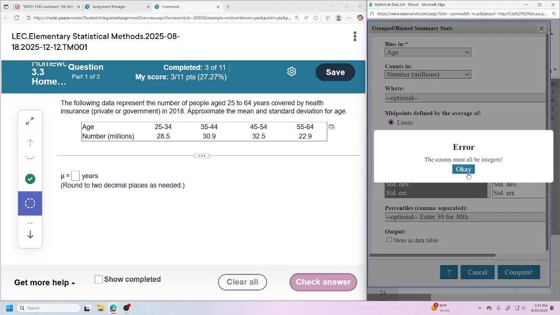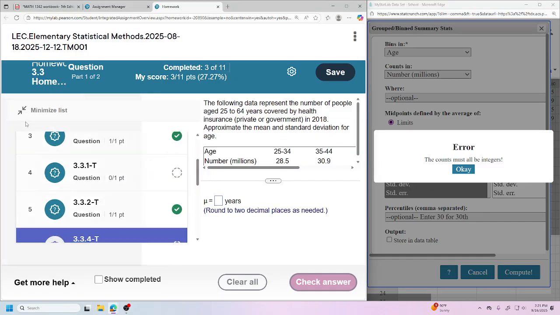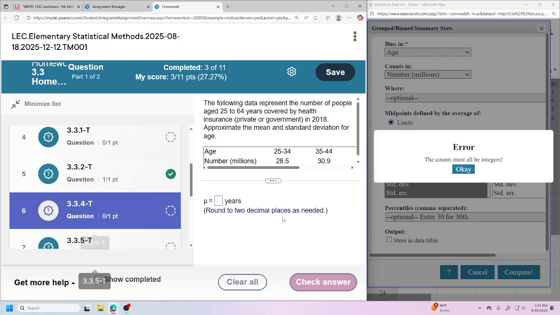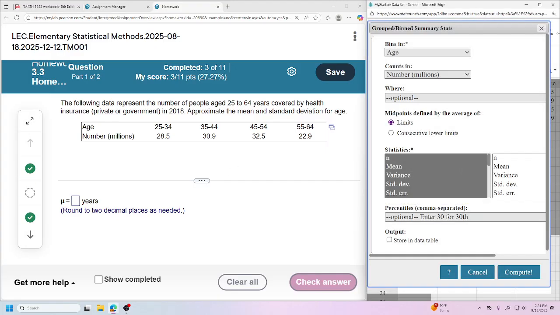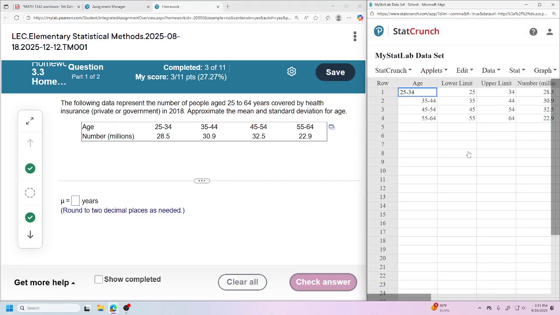Oh. Is this number 6? Oh, look, we're on number 6. I told you. Didn't I say it? Look, counts must be integers. I told you that, didn't I? On number 6. Good thing I did this homework beforehand. So, this is that problem we mentioned. And I was supposed to change these decimals into whole numbers.